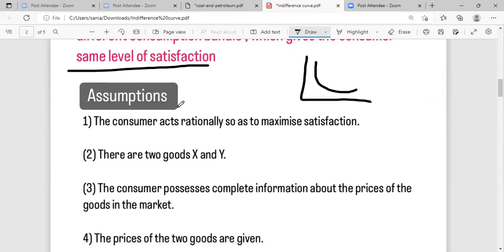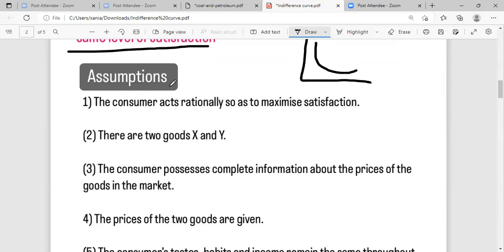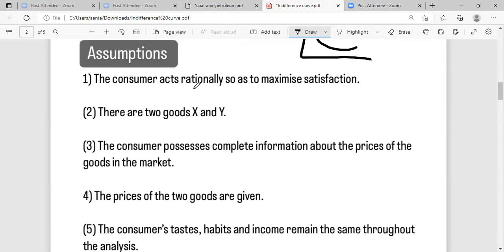Now assumptions. If you are drawing this indifference curve, you have to write some assumptions. So first, the consumer acts rationally so as to maximize satisfaction. So you will act rationally here. Right, you won't be acting irrationally.